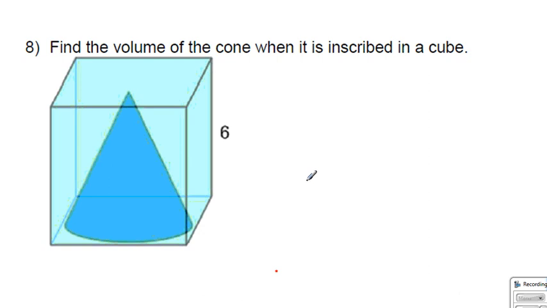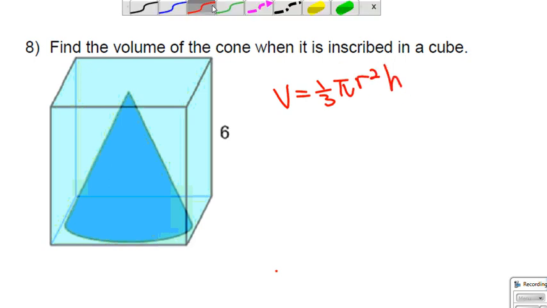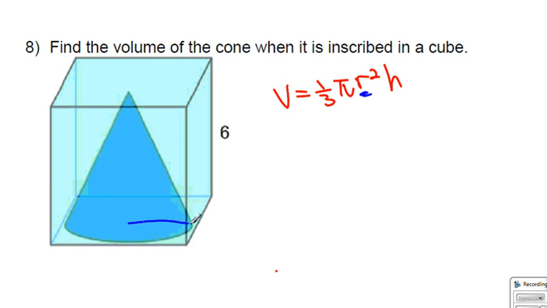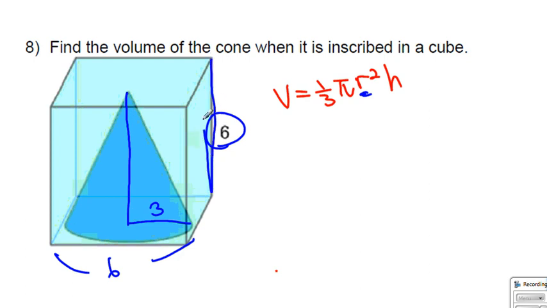Number 8. Now once again, to find the volume of the cone, volume is 1/3 pi r squared h. Now we need to realize one at a time. What is r? The length of the radius will be simply from here to here. Since this is a cube with a side length of 6, the diameter would have been 6, which makes the radius 3. What is height? Height, in fact, since it's inscribed, that length must be the same thing as this length of the side, which is equal to 6. And I think we are done.